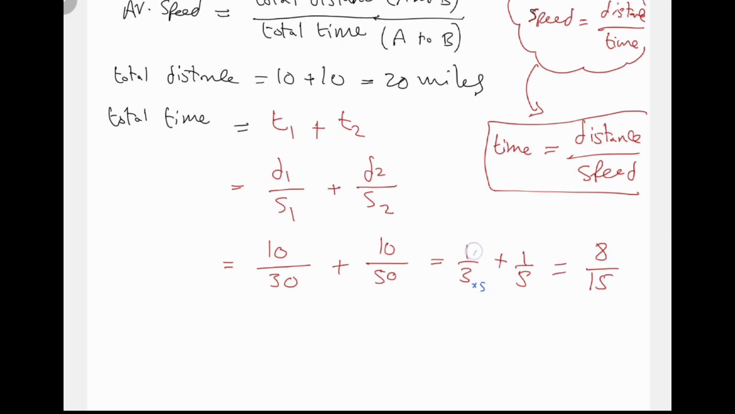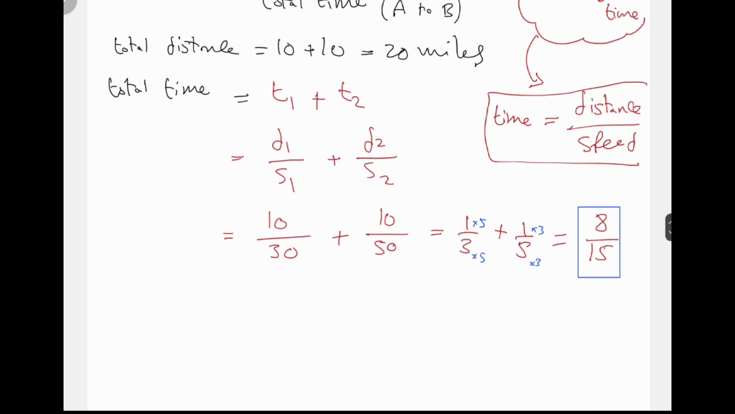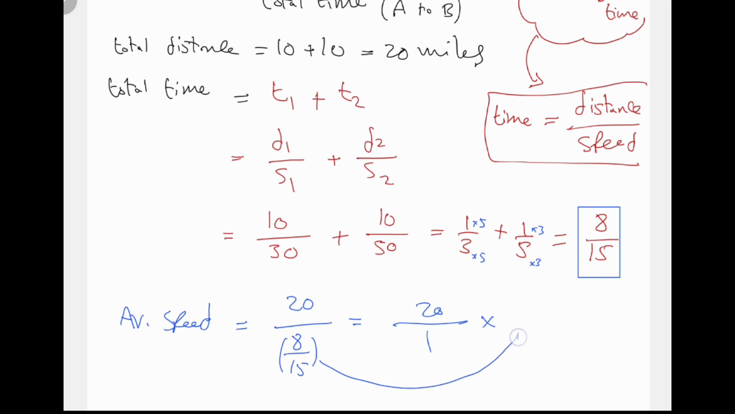So you multiply by 5, you multiply by 5, you multiply by 3, you multiply by 3. So 3 plus 5 equal to 8 divided by 15, the common denominator. So the average speed in this case equal to the total distance, which is 20 miles, divided by the time, 8 over 15 hours. So that will be equal to 20 over 1 times the reciprocal of this fraction, which is 15 over 8.